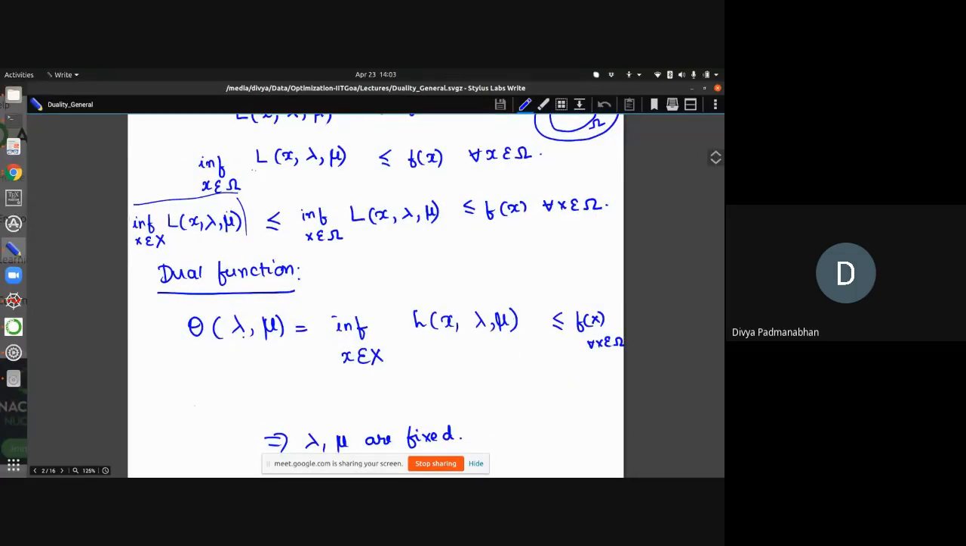Okay, so that brought us to the dual function, so this theta of lambda and mu. So the dual function is a function of these lambdas and mu's, and we represent it with theta. So this was how we defined the dual function.